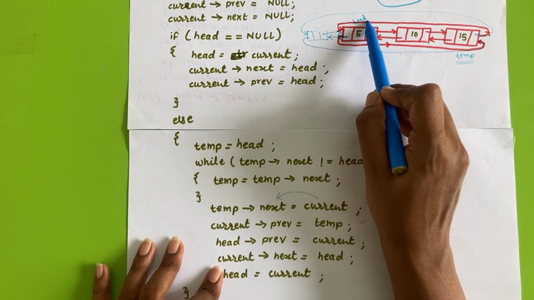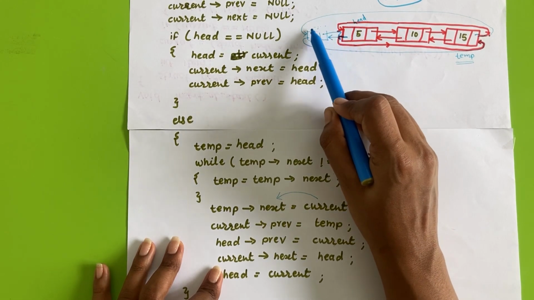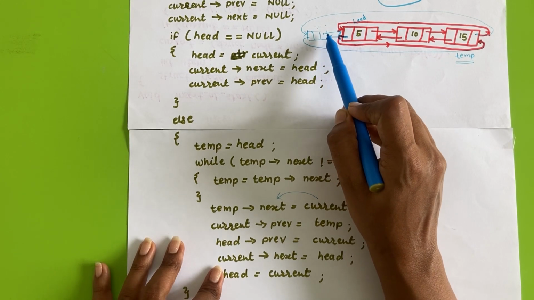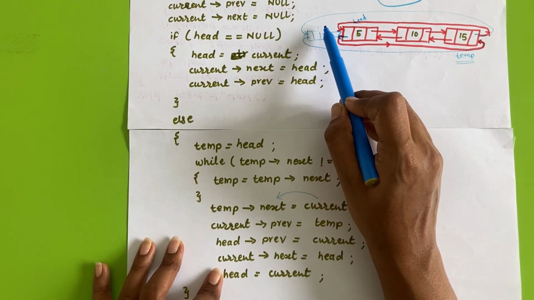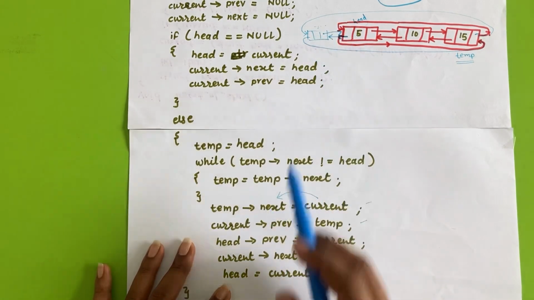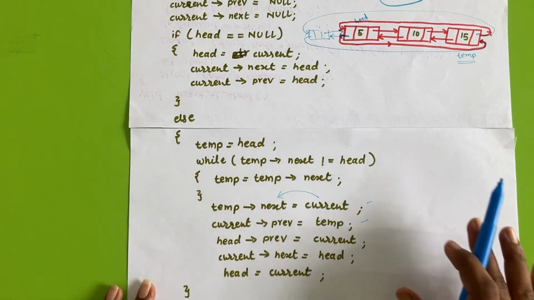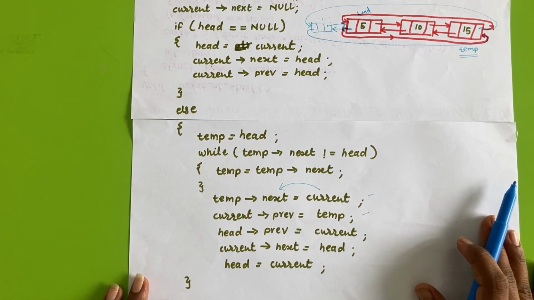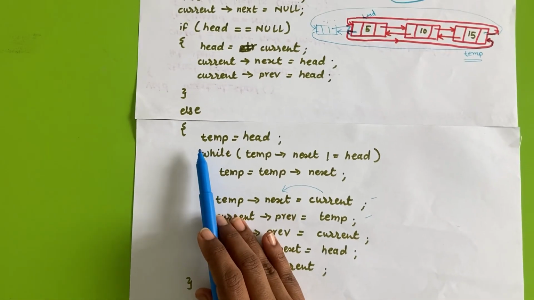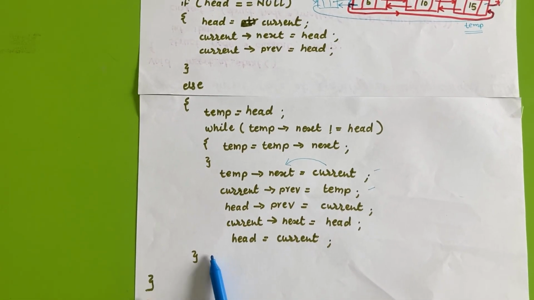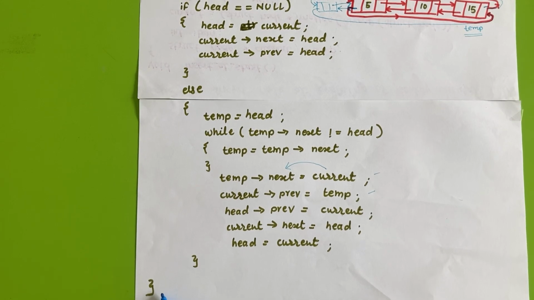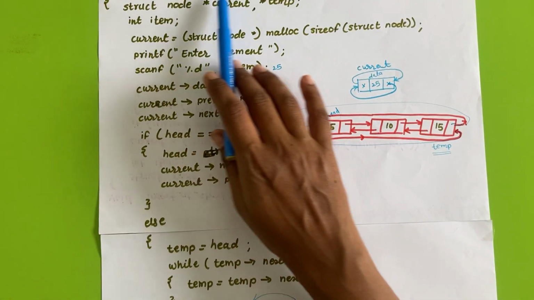Now our head's position will not stay here. We have added the new node at the start, so that new node will act as the head node. Okay, so the position will change. So head is equal to current. So we have assigned current's value to the head position. Okay, and here we have finished our task of assignment of all fields. Okay, so here our else part will get completed and our function insert at start will also get completed.